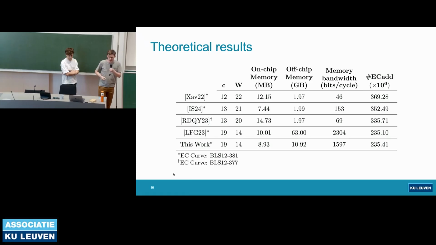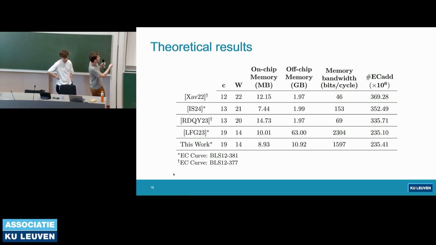As we've now already seen the theory behind our implementation on the FPGA, we can go to some theoretical results where we can see that we implemented a window size of 19 bits, resulting in 14 different windows. This is the largest implemented on FPGA yet, and all of these optimizations result in fewer elliptic curve additions to compute 1 MSM. Other implementations on FPGA get these 12, maybe 13-bit windows, as we discussed earlier.